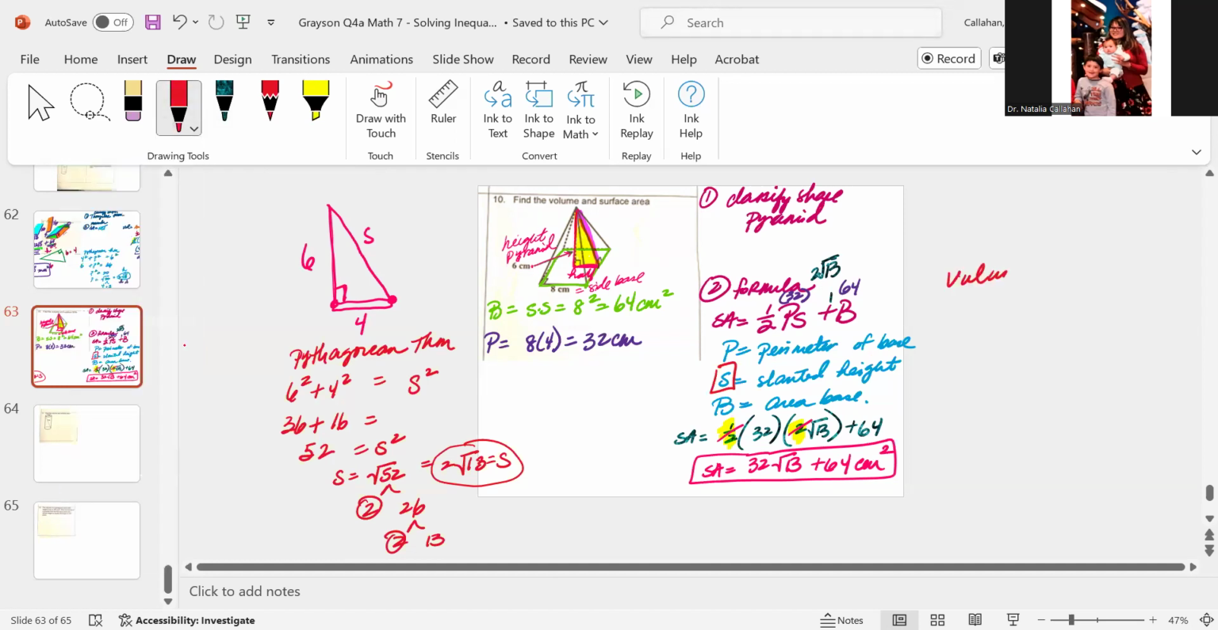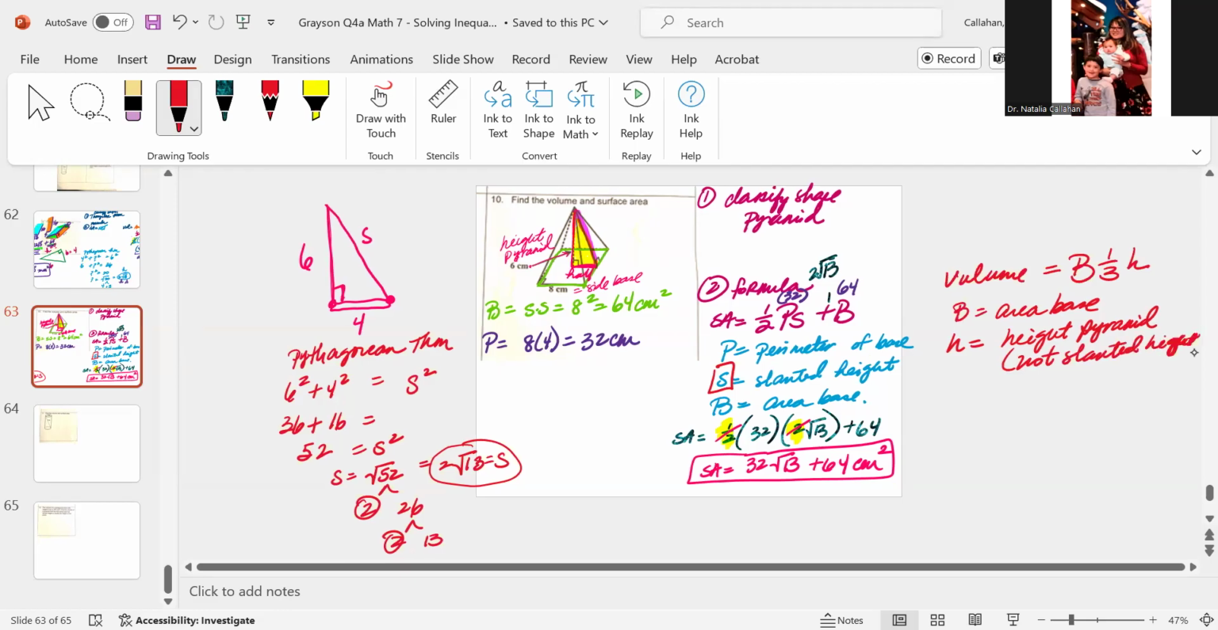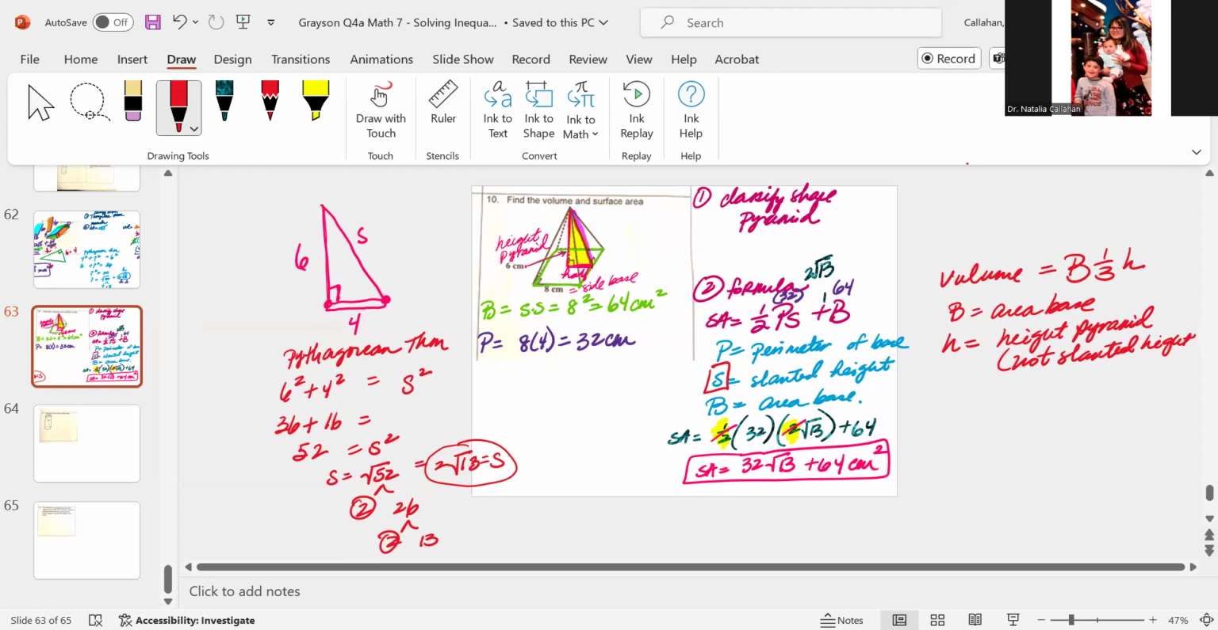Okay. So volume. Volume of a pyramid is B times 1/3 times H. Do you see that? B is what? Area of the base. H is height. Height of what? And this is not the slanted height. Do you understand? Let me explain to you how this works.